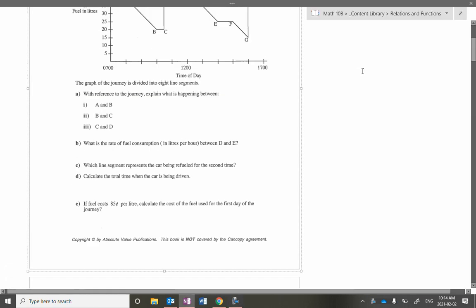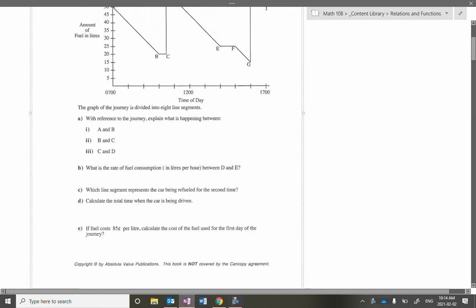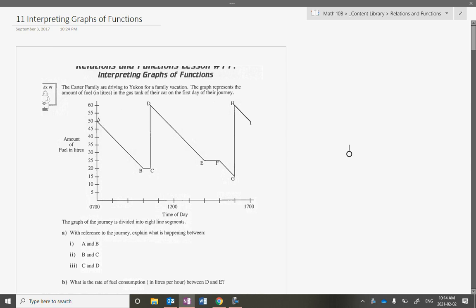Grade 10s, we have a test on Friday. Today I'm going to chat briefly to you about interpreting graphs on page 481. And then you have class time to do some studying and review today. And then all of our class tomorrow is study and review, test on Friday.